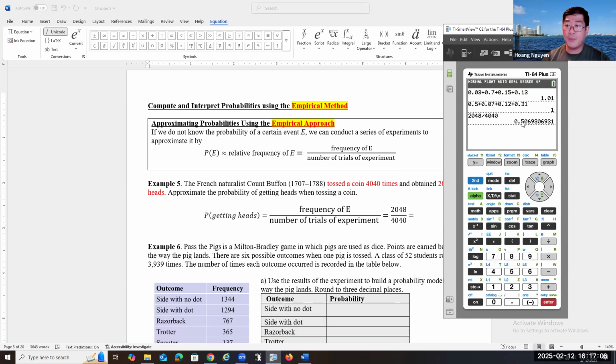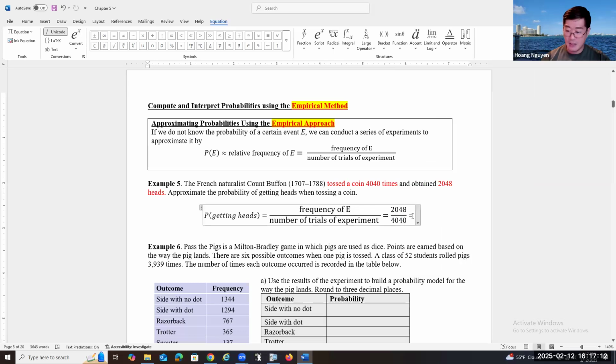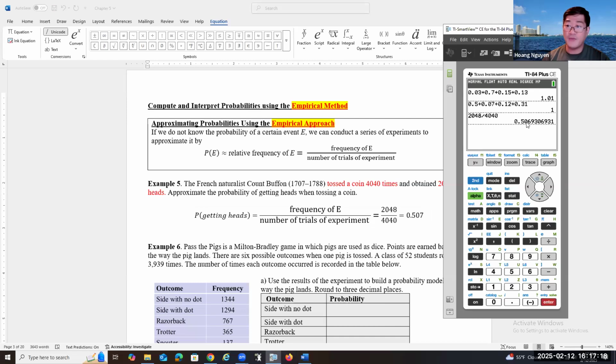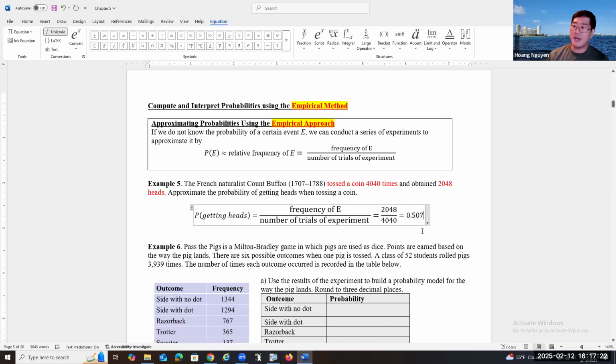Okay, so it's going to be 0.507, rounding the answer to 3 decimal places. Yes, 0.507. So this is going to be the approximation of the probability that we will get heads. This is the first approach.